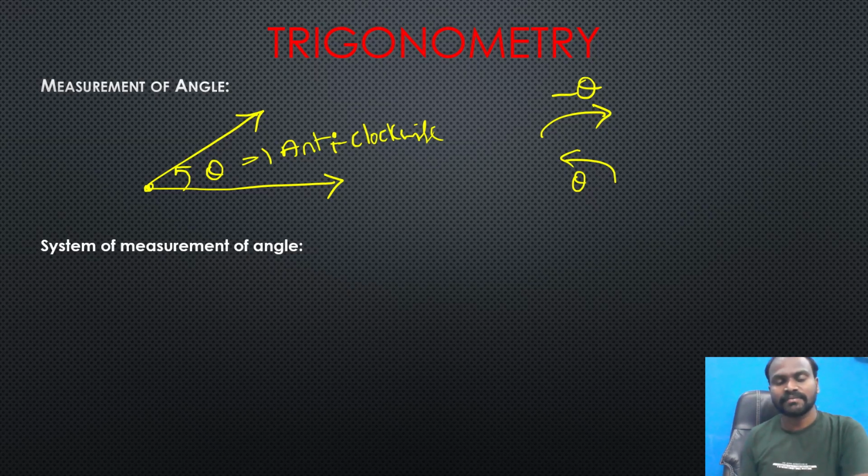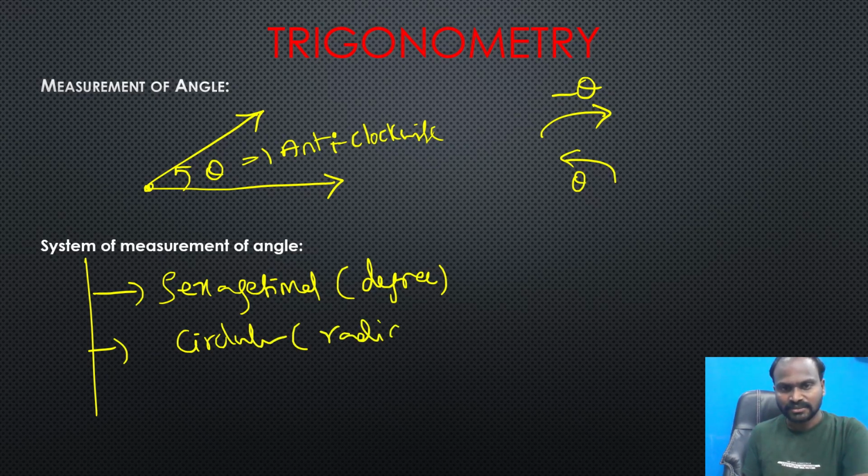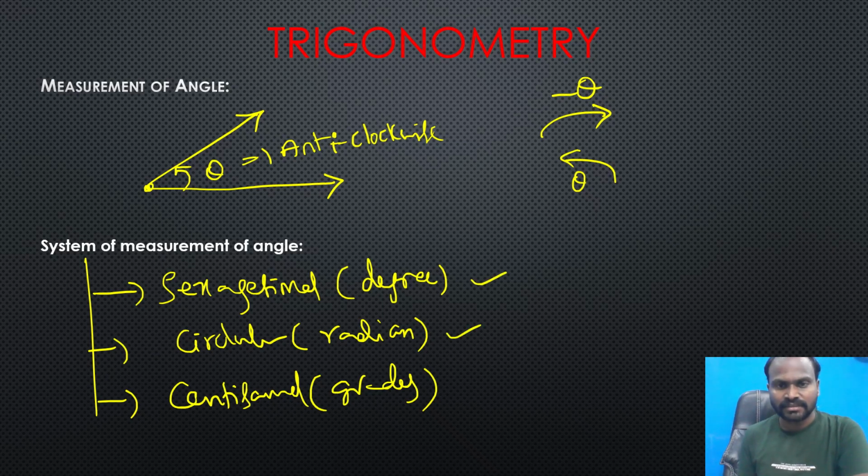In how many ways can we measure the angle? That is the next thing we are going to discuss. The first one is the sexagesimal measurement, which is the degree system, and the next one is the circular measurement, which is radians. These two are used very often. The next one is the centesimal system, which is the grade system. But of course, these two are used most often in problems, and in the books you will see only these two systems.